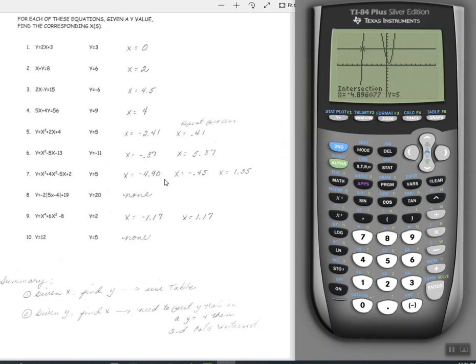But let's look at number 8. Let's clear that out, and we have a negative 2. We got to go get the absolute value, math, number, absolute value, 5x minus 4. Cross over the bar, and we have plus 19. And we have a y equals 20. So let's graph.